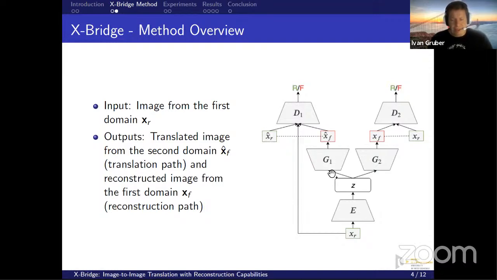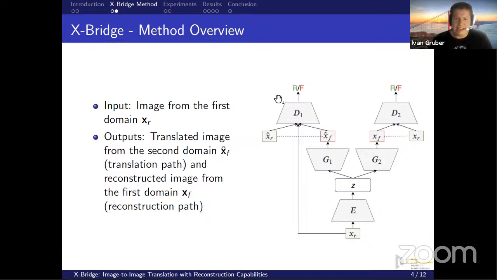The goal of G1, which is a generator, is to generate an image from the latent code provided by the encoder, and this image should be from the second domain. The goal of generator 2 is to generate an image from the first domain based on the same latent code as generator 1. And then we have standard discriminators as in all standard generative adversarial networks, whose goal is to distinguish between real images and fake images.